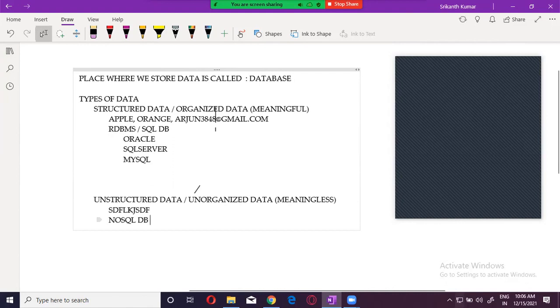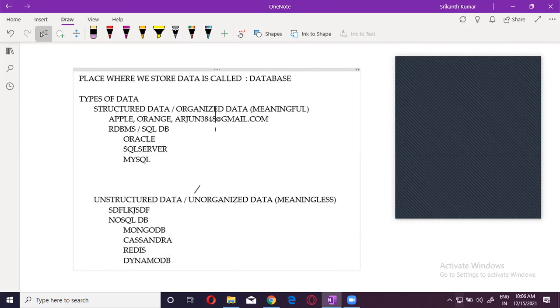Now, under the category of NoSQL, there is MongoDB, which is very powerful, guys. The next one is Cassandra, and there is Redis, and there is something called DynamoDB. This is the one used by the Amazon people. Sorry, Amazon people. Now these are some of the very popular ones, and here, of course, Oracle is a very popular one.